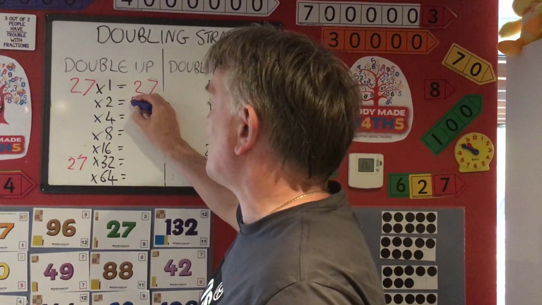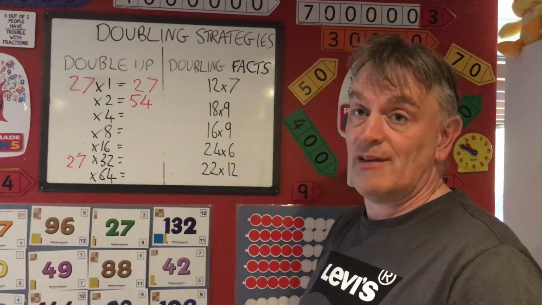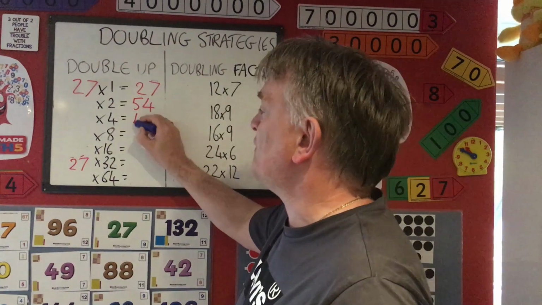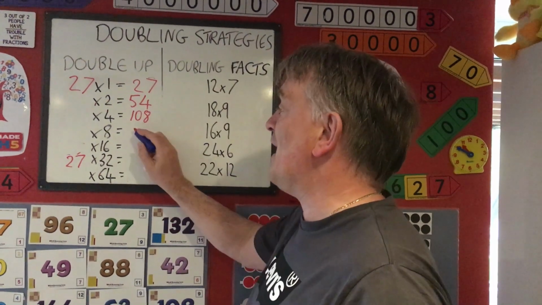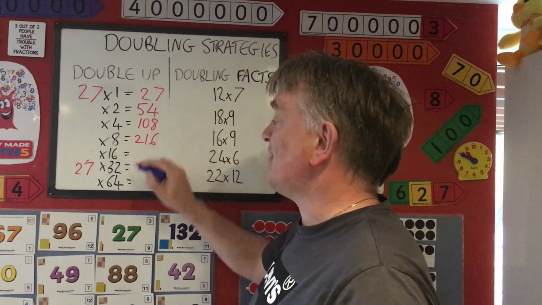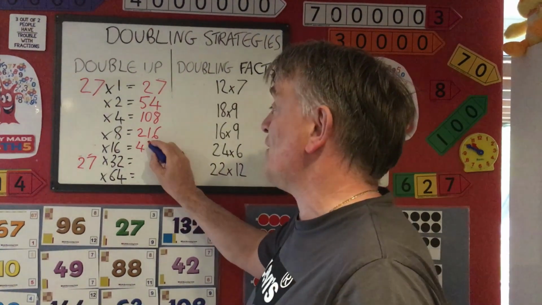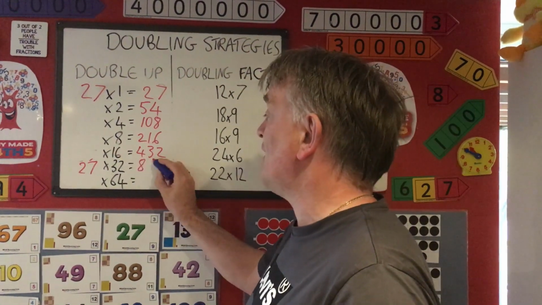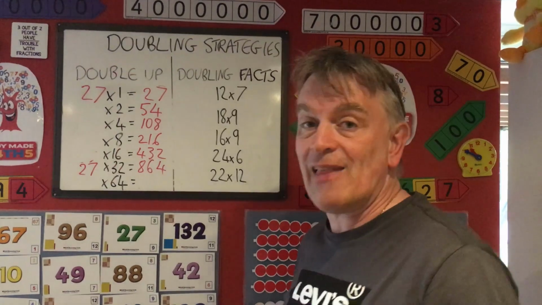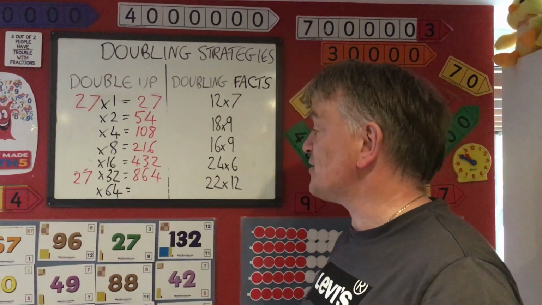Again, by the end of year 4, that should hopefully be quite quick. Double 27 is 54. Now it gets quite easy. Double 54, double 50 and double 4, double 108, 216. Again, a relatively easy double. Double 216, again very quick, 432. Double 432, 864. Again, look how quickly we've done that. I think that was quicker than doing a long multiplication calculation.